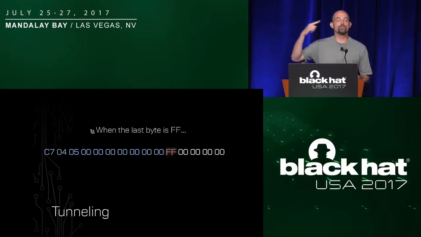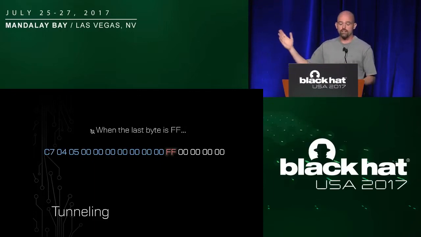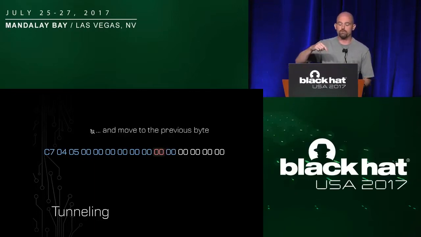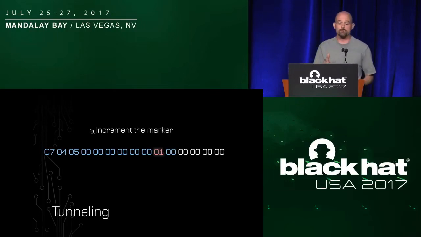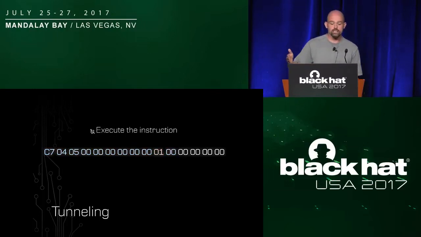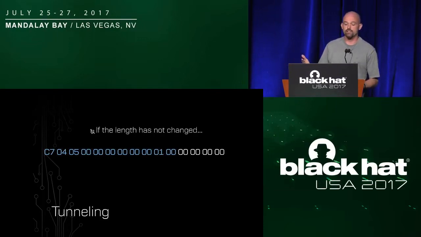Now, eventually, you're going to go through all possibilities of that last byte of the instruction, and the length isn't going to change anymore. So when that happens, when you've tried all 256 possibilities for that last byte, when that last byte is FF, you're going to increment it to let it roll over. Then you're going to move back up to the previous byte. That byte's going to become your new marker. That's what we're going to increment from now on. So we're going to increment the marker, execute the instruction, observe its length. If the length didn't change, just repeat that process.